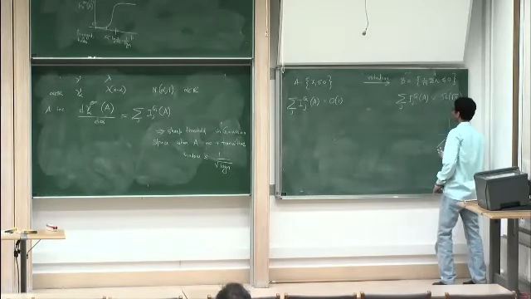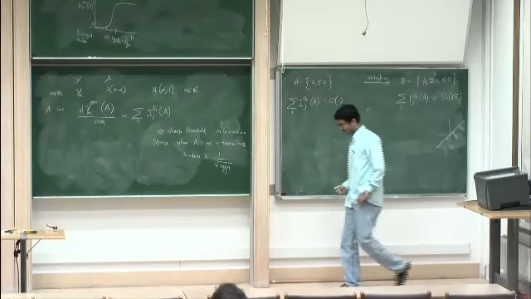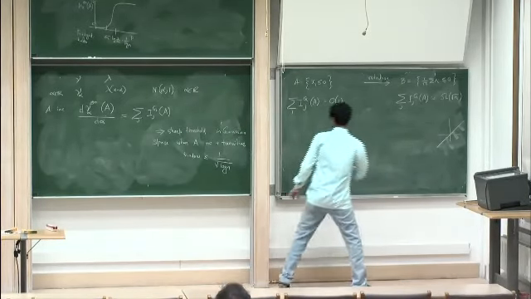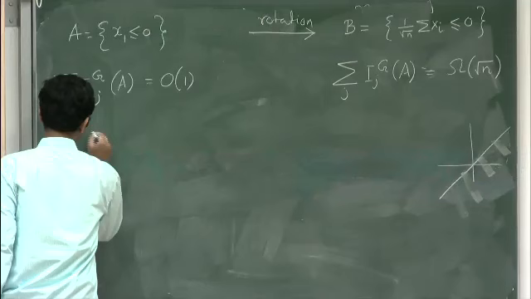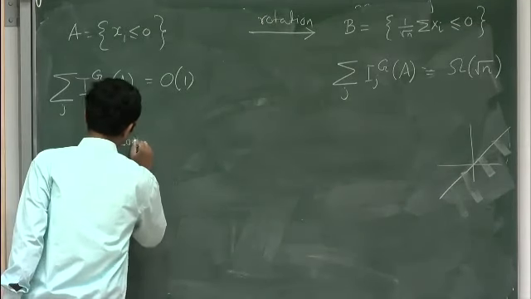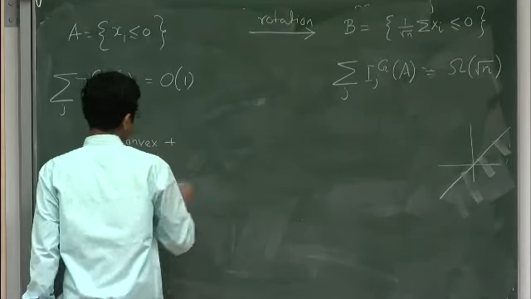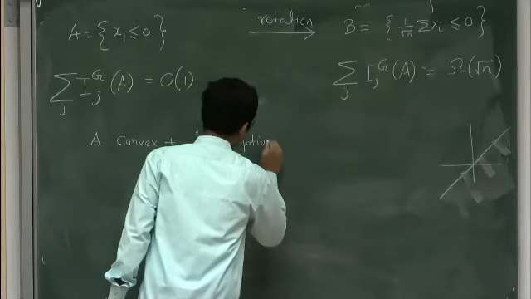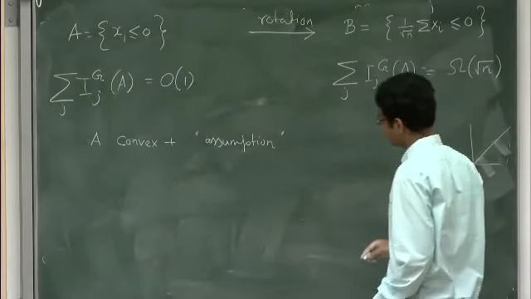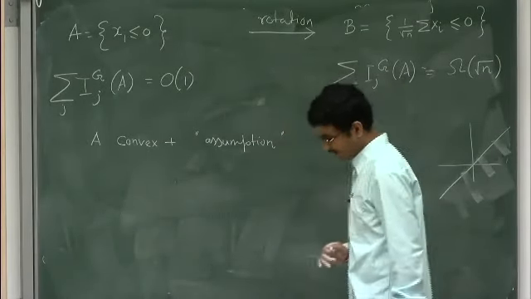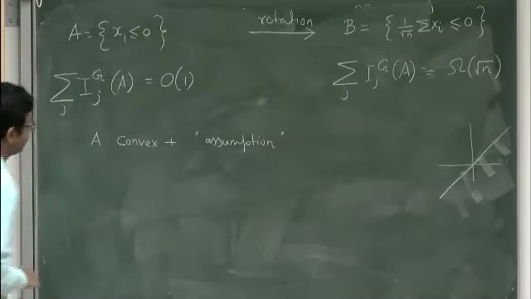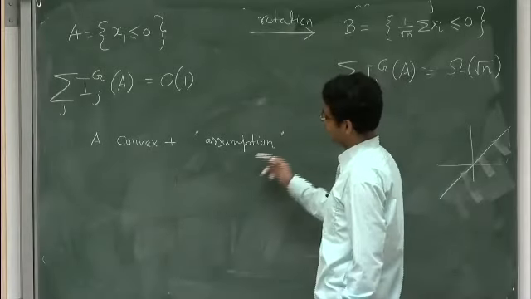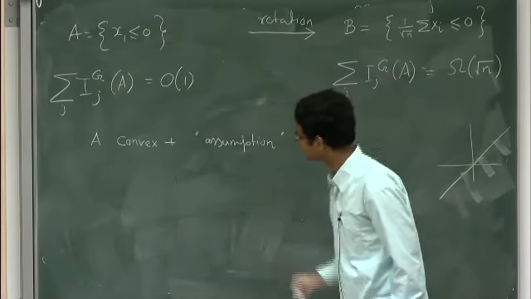One might ask, is this a general phenomenon? And actually the answer is more or less yes. If A is convex plus some technical assumption, which is basically that the boundary is smooth, so there cannot be any sharp edges along the boundary. For example, if A is bounded and has C1 boundary, then this assumption is satisfied.